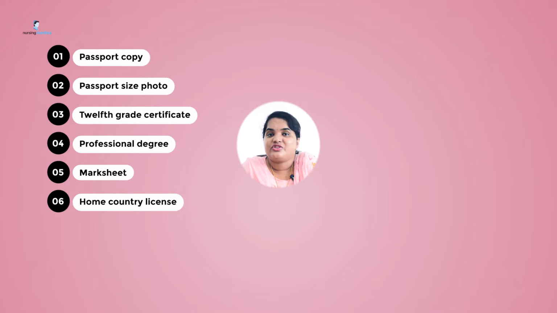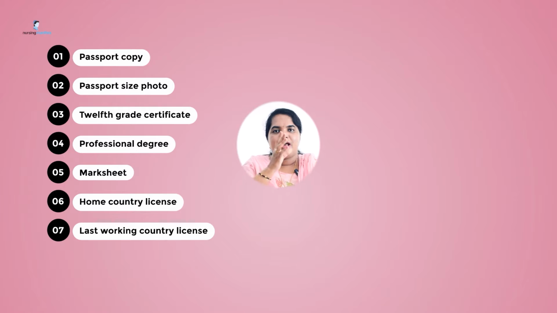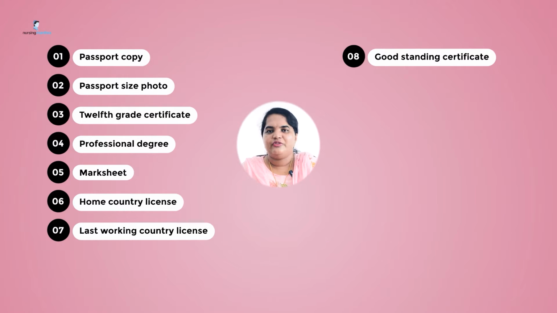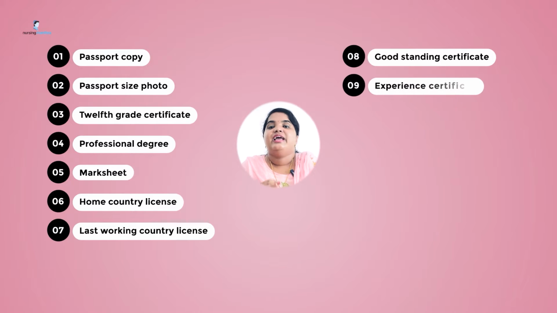Home country valid registration for your profession, and your last working country registration if you are not working in the home country. Good standing certificate from the last licensing authority where you have worked. The good standing certificate is valid only for 6 months from its issue date. Experience certificate should be from the HR department, administrator or director of that facility. Based on the recommended duration for your profession, you must produce the experience certificate. Make sure there is no experience gap of more than 2 years.